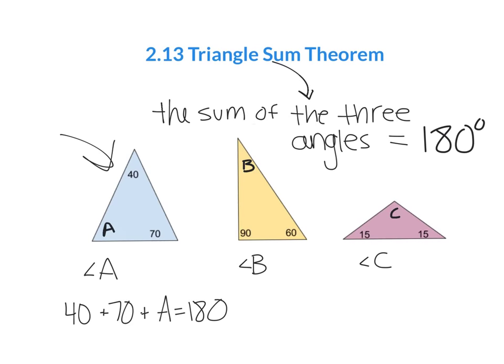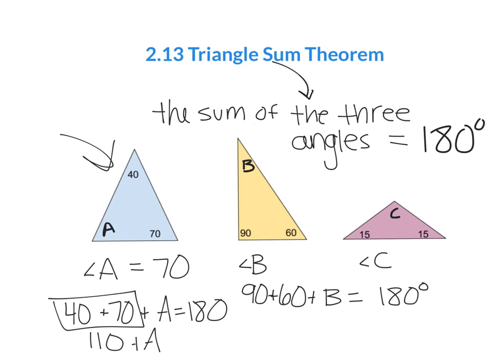Now I already see this 40 and this 70, that adds up to 110. So 110 plus A equals 180. You've probably already done the mental math that A equals 70 degrees, and you would be correct.